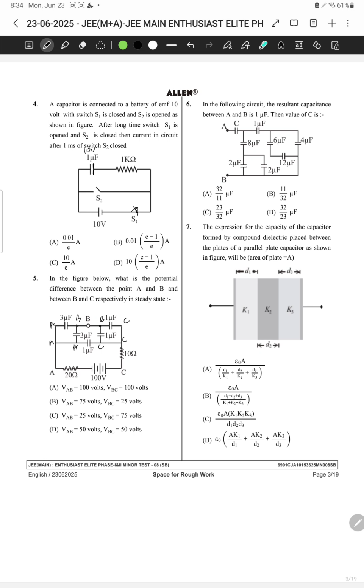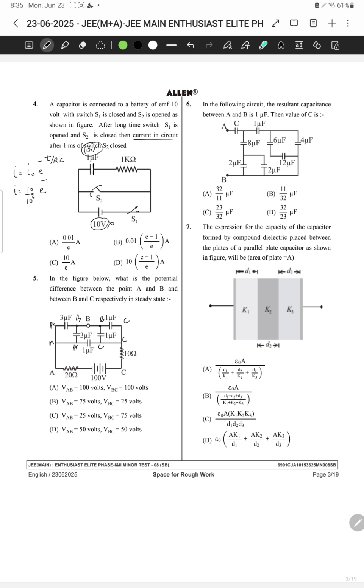Now S1 is open and S2 is closed. So what will happen? The battery is disconnected now, so the capacitor will behave like a battery. It is like an RC circuit now where the capacitor is discharging, so we need to find the current. We know the formula of current, I equal to I naught e to power minus t by RC. I naught is the maximum current in the circuit, so that will be V by R, V is 10 volt divided by R, 10 to power 3.